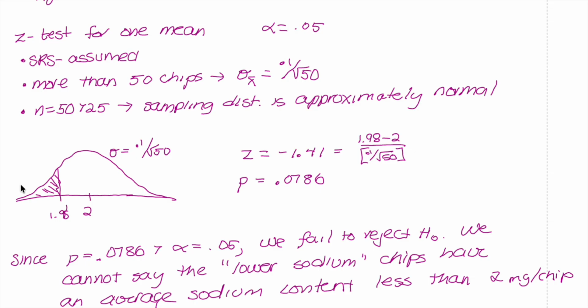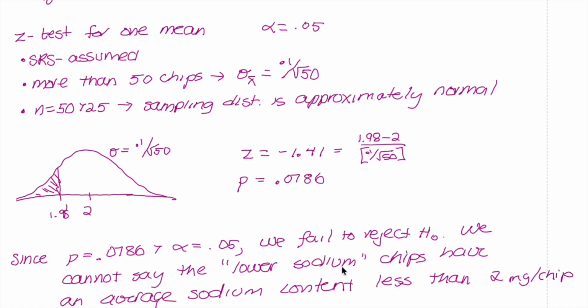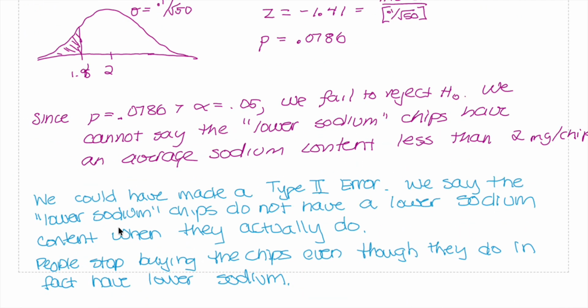We have to look back at our conclusion part. Because we say that we fail to reject the null hypothesis because p is greater than alpha, which means that we have a high chance to make a type 2 error, because we say the lower sodium chips do not have a lower sodium content when they actually do. This is the situation when we make a type 2 error.